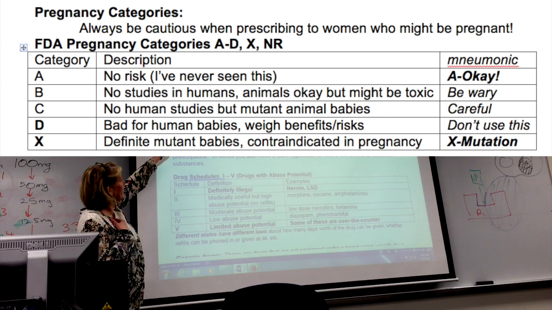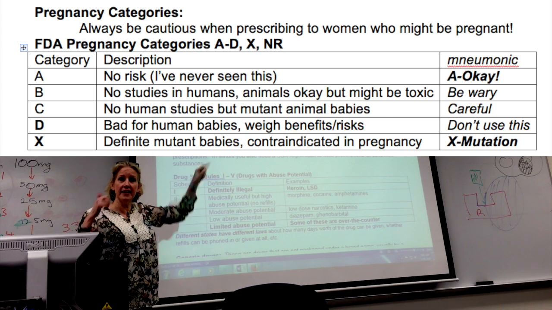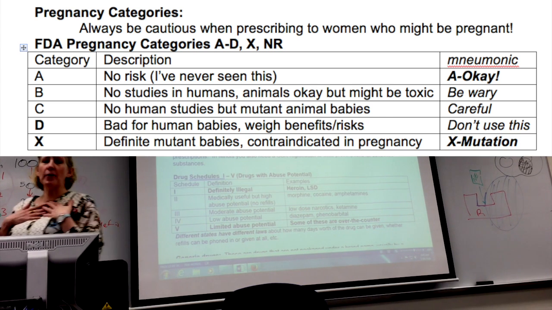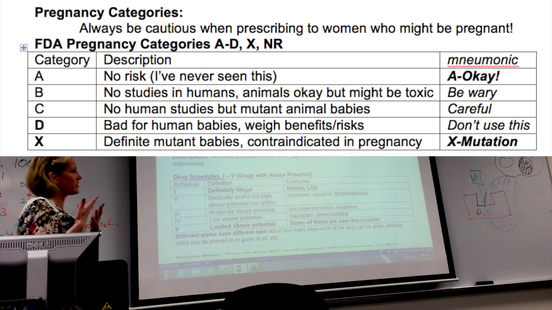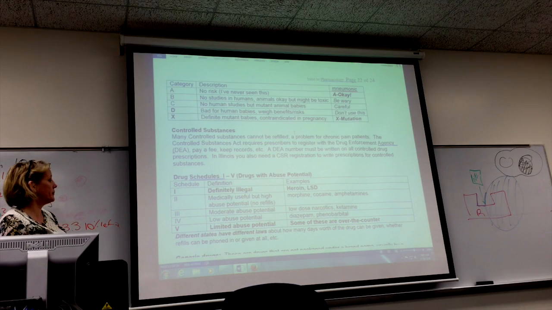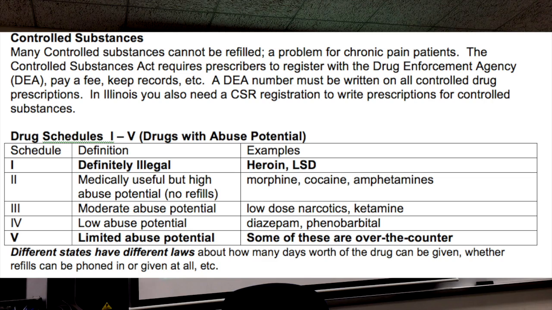My personal mnemonic is A is okay, X is definitely not. I'm a big Marvel Comics fan, even before the movies, and so I think the X-Men is like mutation, so that's how I remember it. For drug schedules, it's Roman numeral 1 through 5, and to me, the Roman numeral 1 looks like a capital I for illegal. That's how I remember it. So I'm just giving you my mnemonics to help you out with that.